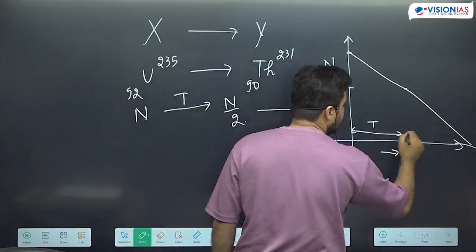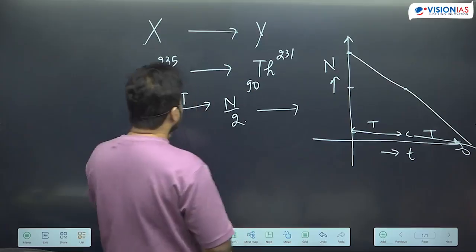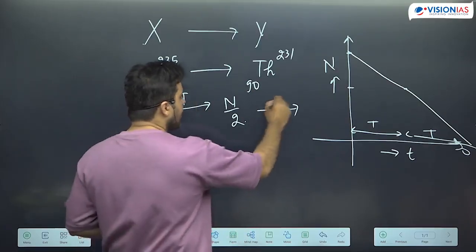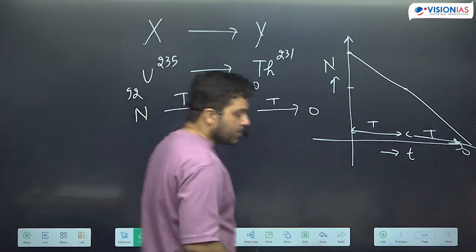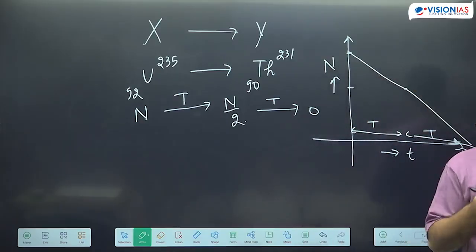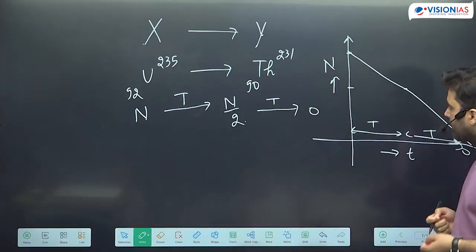If it was a linear decay, if this decay followed a straight line graph, then in another time t, this would have become 0. So in time t, n became half, n by 2. In another time t, it became 0. If it was a linear decay, but turns out it is not a linear decay. So radioactivity hai, it follows a very interesting rule. That rule is called logarithmic decay.